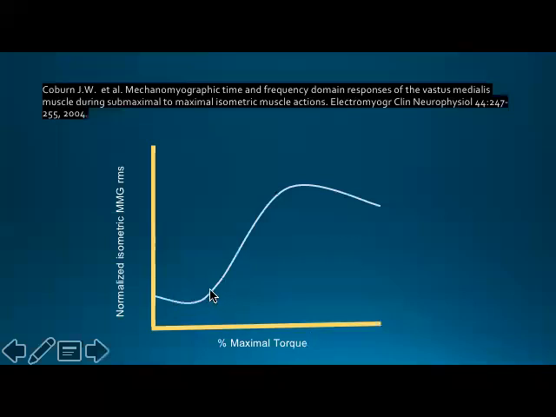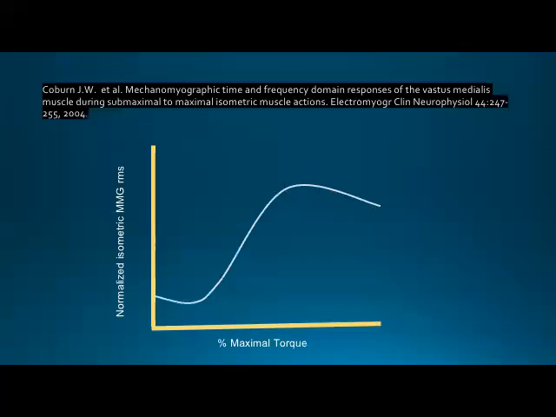But as we increase our torque production, you see a concurrent increase in MMG amplitude, right? So that's going to go up as well until we get to about 80%. At about 80%, there is a plateau in MMG amplitude, and then MMG amplitude actually starts to go down. So above 80%, we're going to see a decrease in MMG amplitude. Can anyone think of why? 80% intensity is kind of a lot, right?